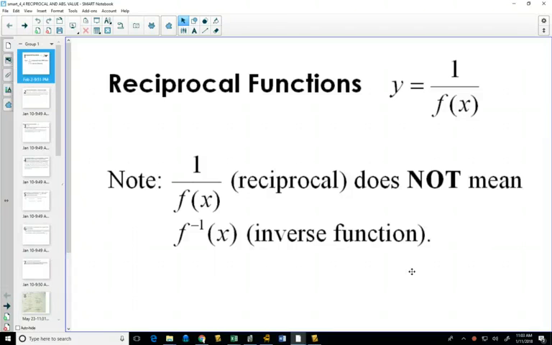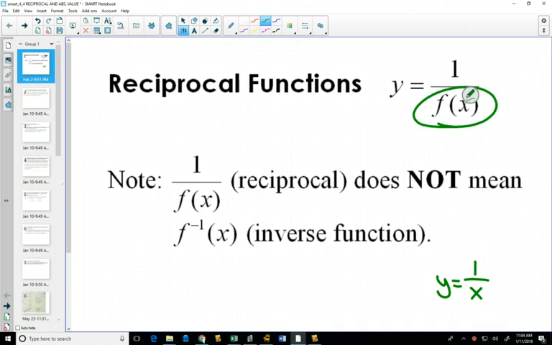So the next type of special transformation that we're going to do is look at what happens when we do reciprocal functions. We've done a basic reciprocal function as one of our parent graphs in transformations. You might remember the graph of 1 over x, and we did transformations with that. What we're going to look at today is what happens when you put any function underneath a 1 over.